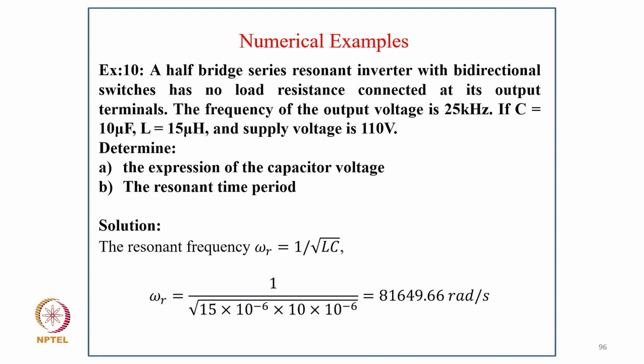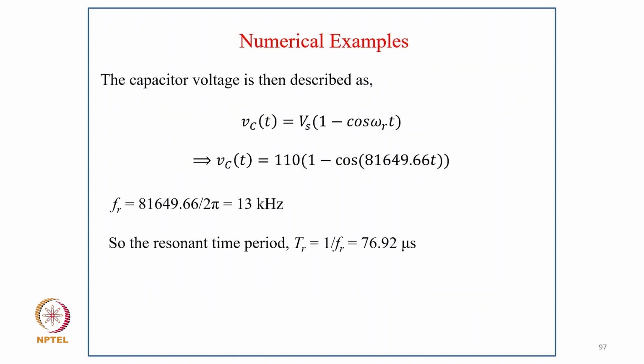Coming to example 10, a half-bridge series resonant inverter with bidirectional switches has no load resistance connected to its output terminal. Frequency of output voltage 225 kilohertz, C equal to 10 microfarad, L equal to 50 microhenry, supply voltage 110. Determine the expression for capacitor voltage and the resonant time period. Resonant frequency omega r equal to 1 upon under root LC, so omega r equal to 81,649.66 radian per second, putting the value. And capacitor voltage Vc equal to Vs in bracket 1 minus cos omega r t.